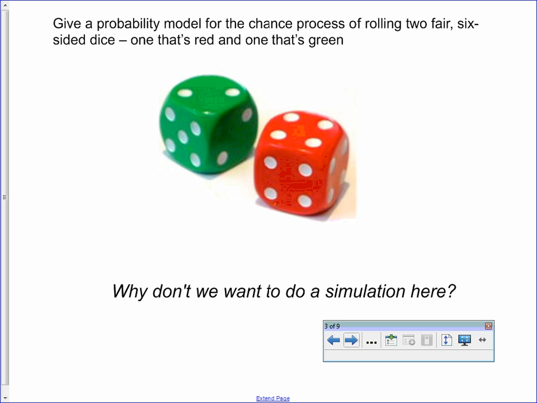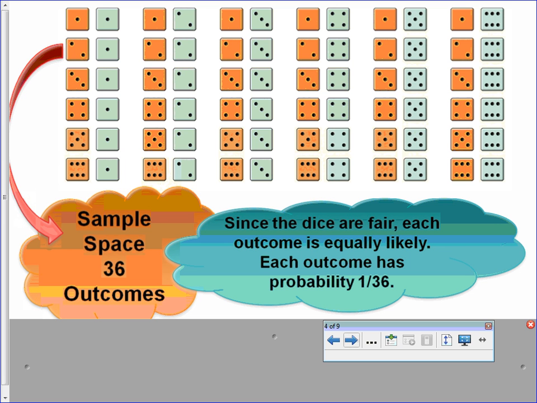And so how about, what is the probability model for a chance of rolling two fair six-sided dice? One that's red and one that's green. Well, we could do a simulation, but we'd have to roll dice for days to get a good simulation, because there are so many different possible outcomes. We'd have to roll the dice like 10,000 times. And that seems kind of silly, because there is a fixed number of outcomes. There are 36 different outcomes, right?